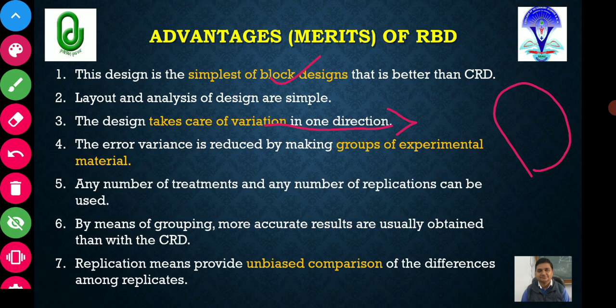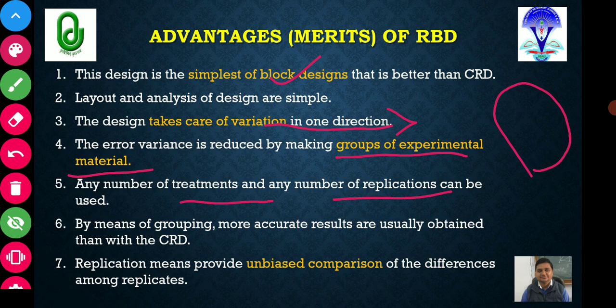The error variance is reduced by making groups of experimental material. So when we group the experimental material, the error will definitely get reduced. When you classified the animals into different breeds, the variation got reduced. Then any number of treatments and any number of replications can be used. Here any number of treatments or any number of replications can be used.